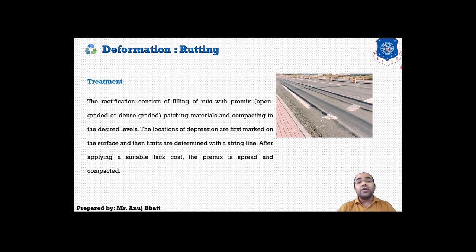The locations of the depressions are first marked on the surface, and then limits are determined with string lines. After applying a suitable tack coat, the premix is spread and then compacted. The next deformation is corrugation.